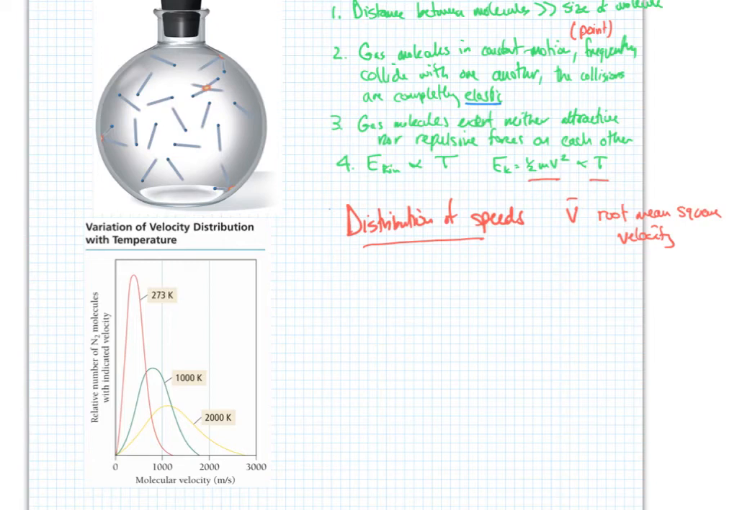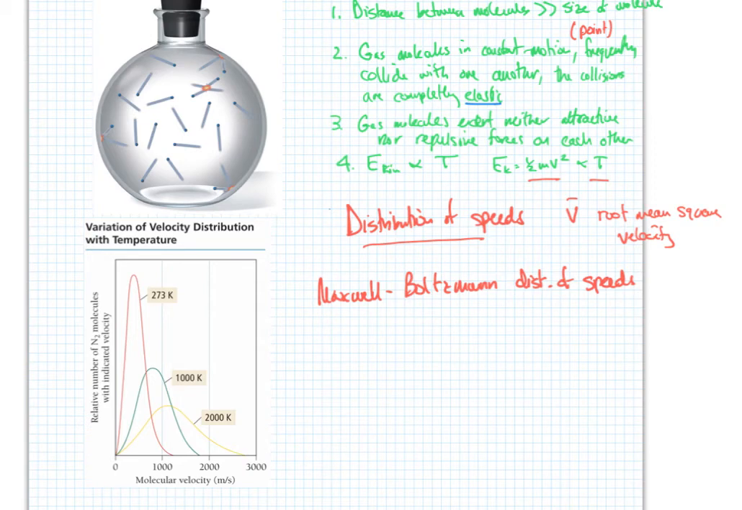This distribution is called a Maxwell-Boltzmann distribution of speeds. And that's a characteristic shape of the distribution of speeds of gas molecules. The key here is this little bit of tail up at a higher speed. Now what this is showing is these are all nitrogens at different temperatures.